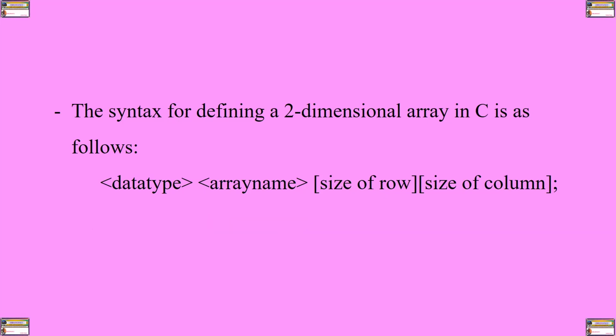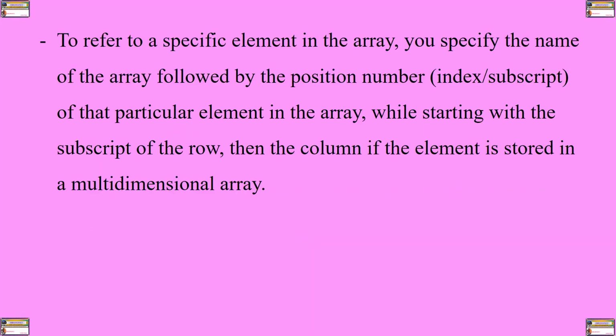what we are going to do is write this statement at the declaration section of our program as follows. This statement simply tells the compiler, pick some memory locations, set them aside to accommodate an array of the following size, that is 2 rows by 10 columns, and the type of data to be held in those memory locations, which we are naming as performance, is of type integer or whole numbers. To refer to a specific element in the array, you specify the name of the array followed by the position number, that is the index or subscript, of that particular element, starting with the subscript of the row, then the column if the element is stored in a multidimensional array.